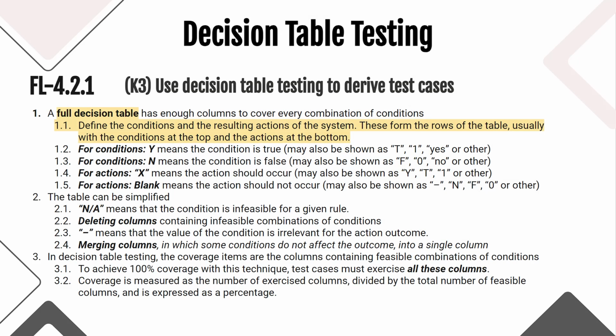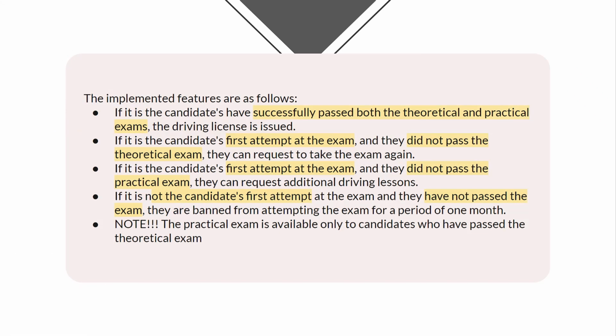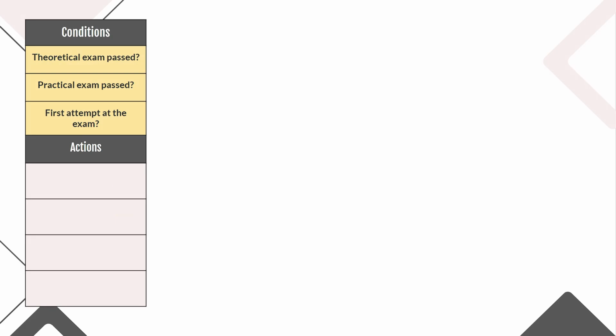And we start with the full decision table. We need to define conditions and actions. This time, we have 3 conditions, 2 exams that can be passed or failed. As we said, this is the most difficult step, because there are many options for how to build the table. So, we defined 3 conditions: theoretical exam passed, practical exam passed, and the first attempt at the exam.